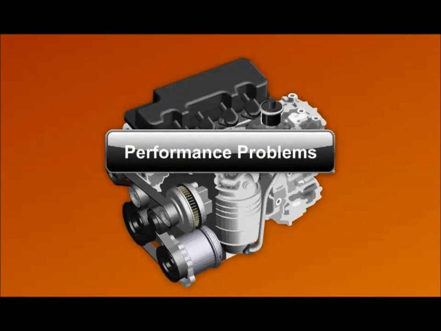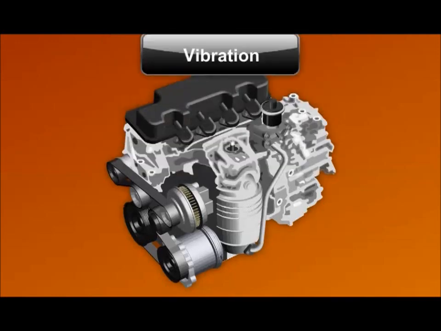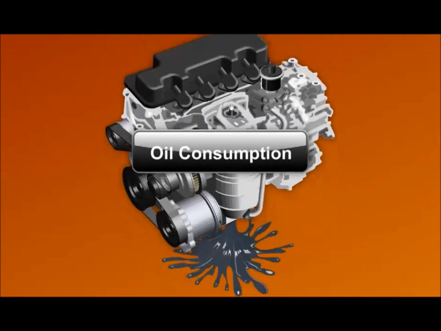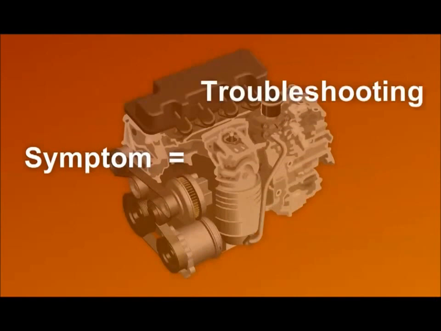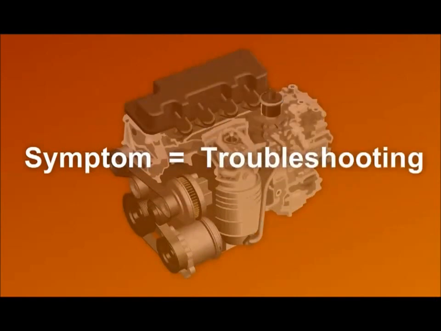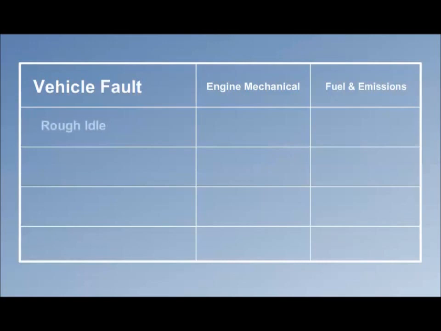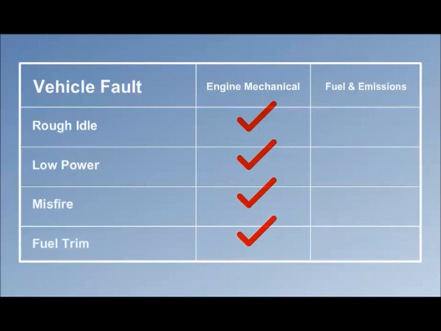Engine performance problems fall into three basic categories: drivability, engine vibration, and oil consumption. Each category includes unique symptoms with specific troubleshooting. Engine mechanical problems can cause a rough idle, low engine power, misfire, or fuel trim problems. Unfortunately, each of these problems also point to a fuel and emission control system fault.